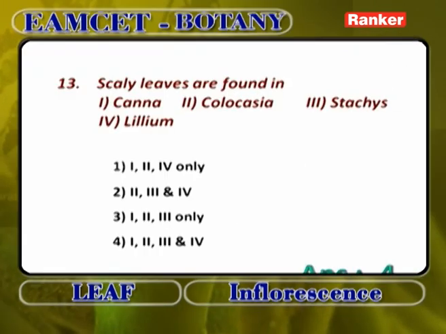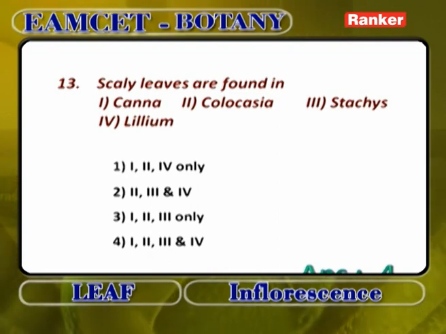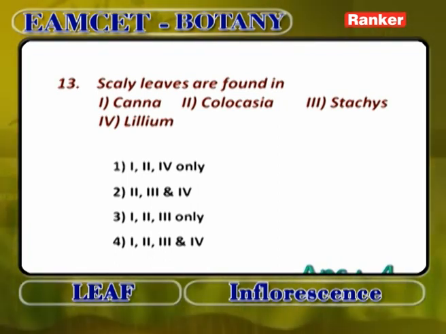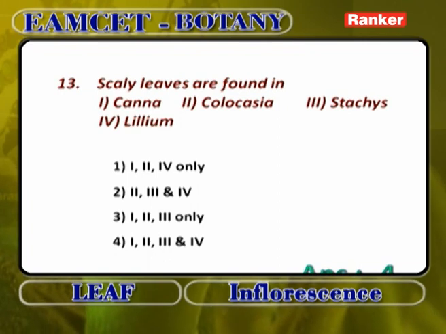Next, scaly leaves are found in. Scaly leaves means the leaves which are found either in xerophytic plants or in underground stem modifications. In xerophytic plants, they reduce the rate of transpiration. In underground stem modifications, they provide protection to the apical bud and axillary bud. Here the options are Canna indica, Colocasia, Solanum tuberosum, Lilium.